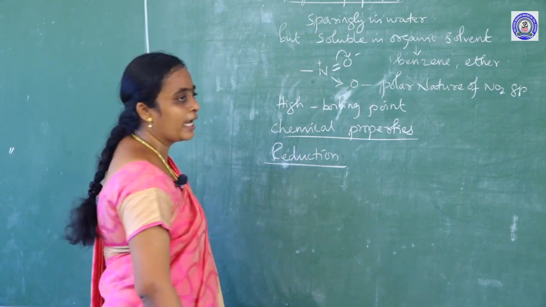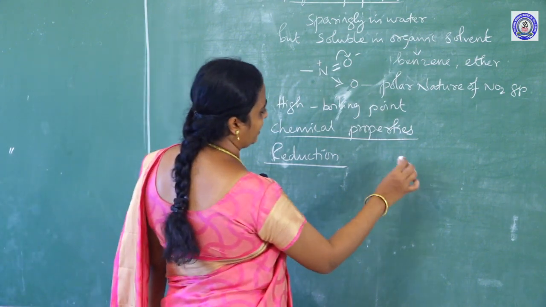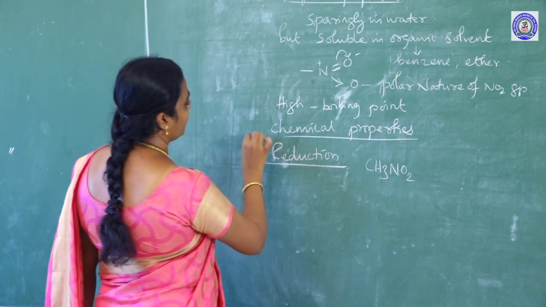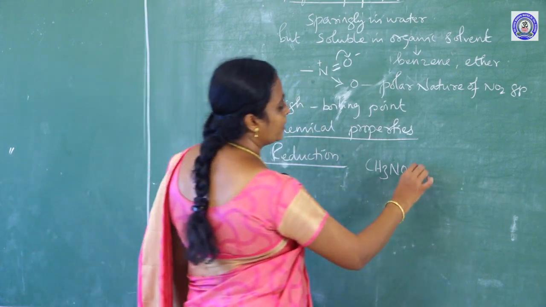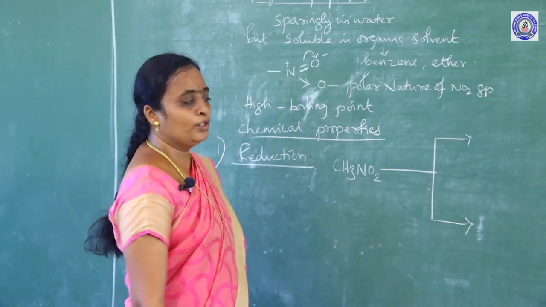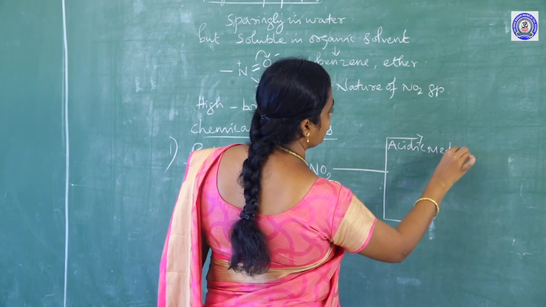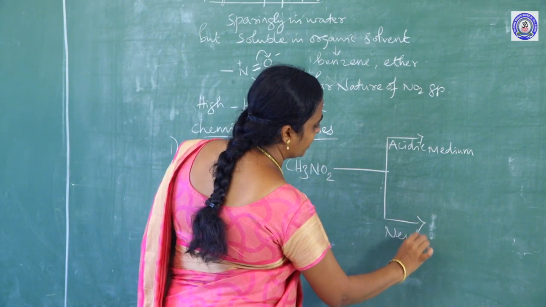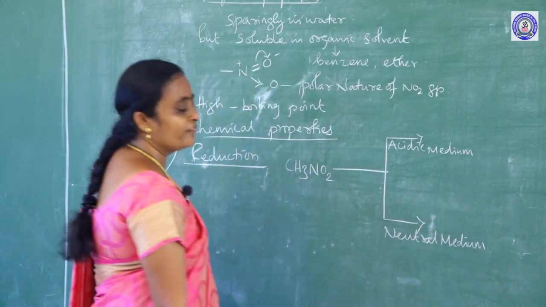The reduction is carried out in acidic medium and neutral medium. Suppose I am taking CH3NO2; the first property is reduction. If I am taking nitromethane as an aliphatic nitro compound, there are two types of reductions possible. One is in acidic medium, or I can use a neutral medium. Based on the reagent, there can be different products.